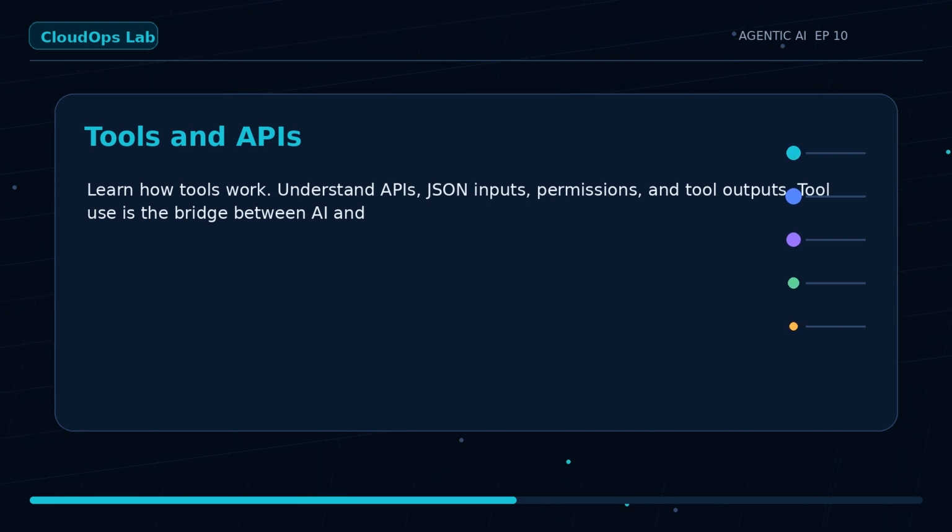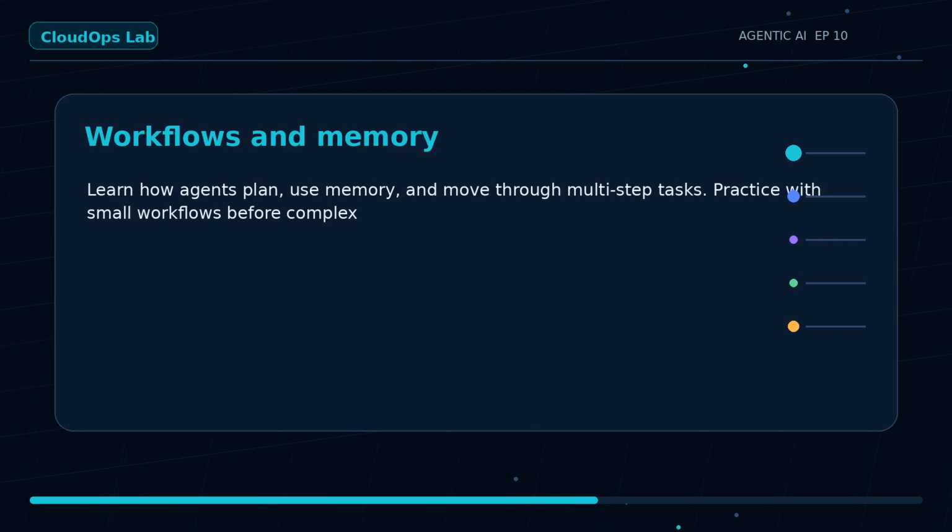Let us make this more concrete. A beginner roadmap might start with prompt basics, then structured outputs, then tool calling, then workflow design, then evaluation, and finally, production safety. Here is the key beginner mistake to avoid.